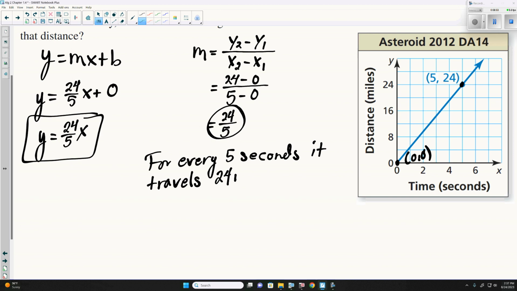Yes. Yep. Because that's our slope. And yes, that is incredibly fast. Because it would take less than 5 seconds to travel from here to Siloam. Because that's not even 24 miles. So that is very fast. So we've interpreted the slope and we found the equation.